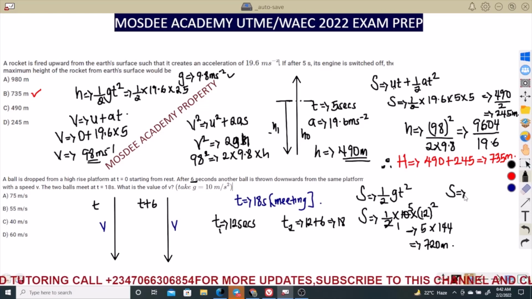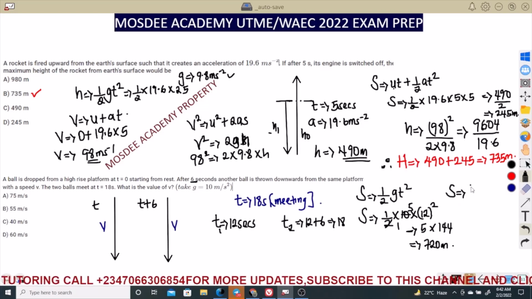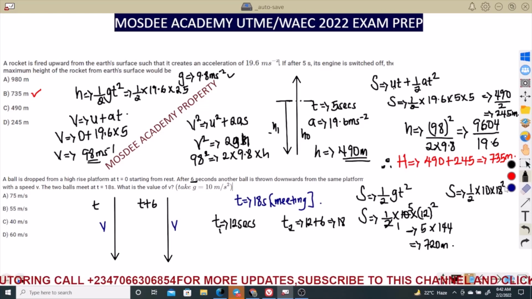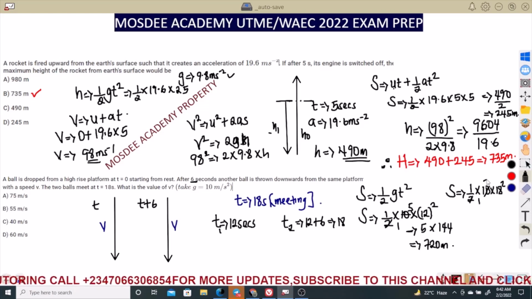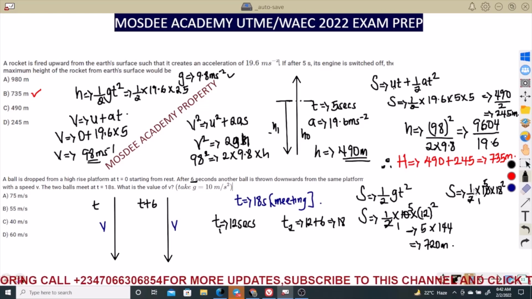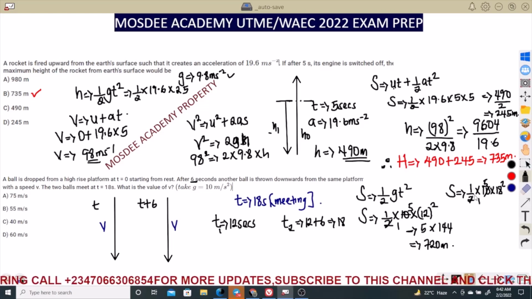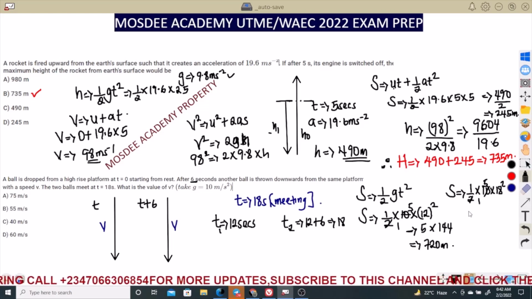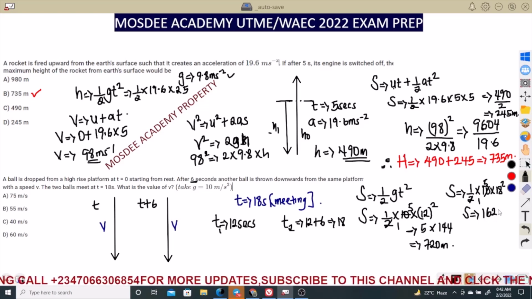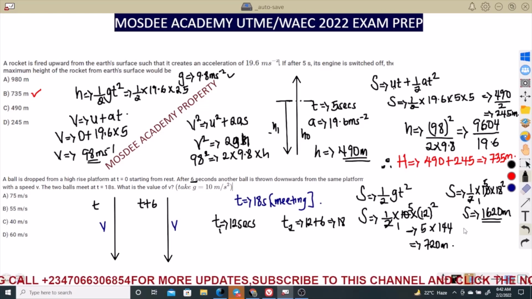S equals ut plus half gt squared, that's half times 10. g is 10, as given, times 18 squared. 2 here 1, 2 here 5. So we can say 5 times 18 squared. 18 squared is 324. So 324 times 5, I'm trying to do that with my brain, should be 1,620. That's 1,620 meters. So at this point, the two balls are actually meeting.